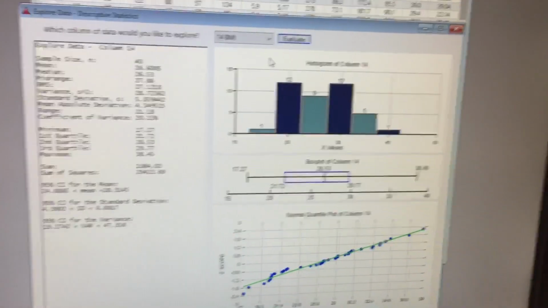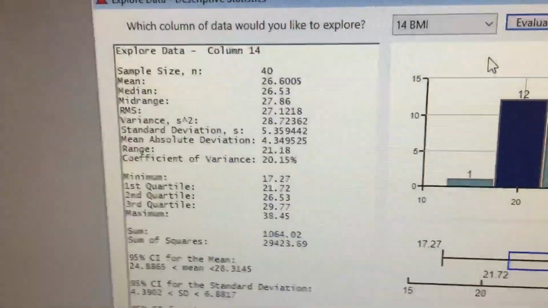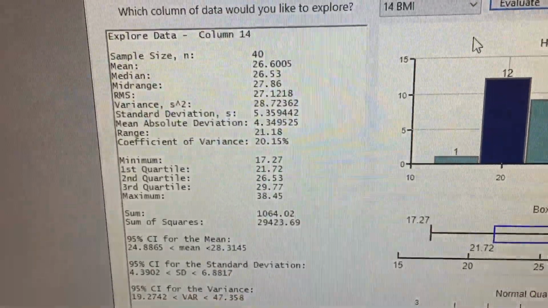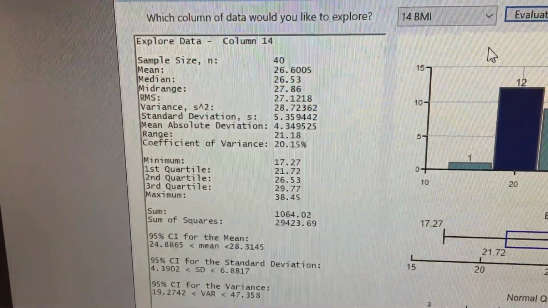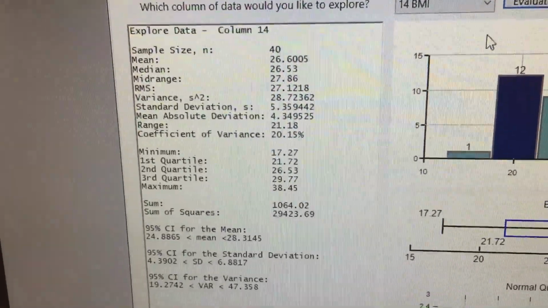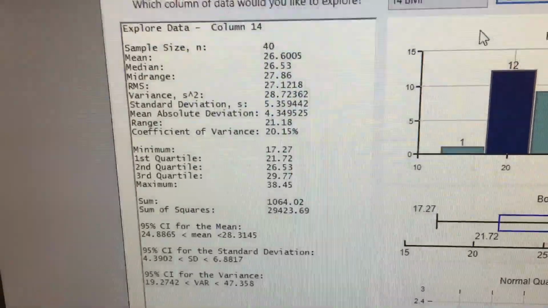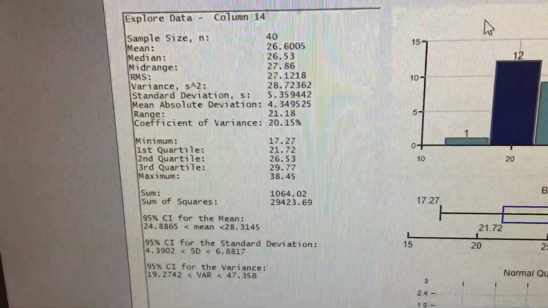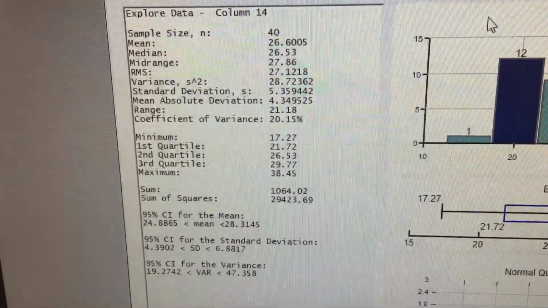It's going to give me all of this, but the only thing I'm concerned with is this right here, the box that says Explore Data, column 14, which is your BMI. So here I got the sample size of 40. The mean is 26.6005, and so on. All that good stuff is there.